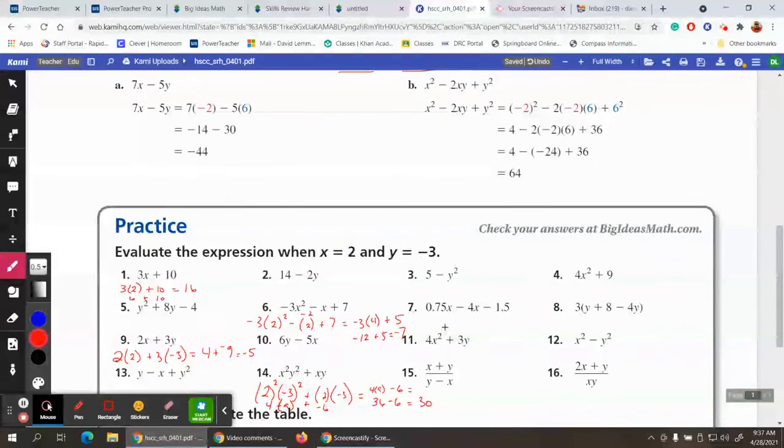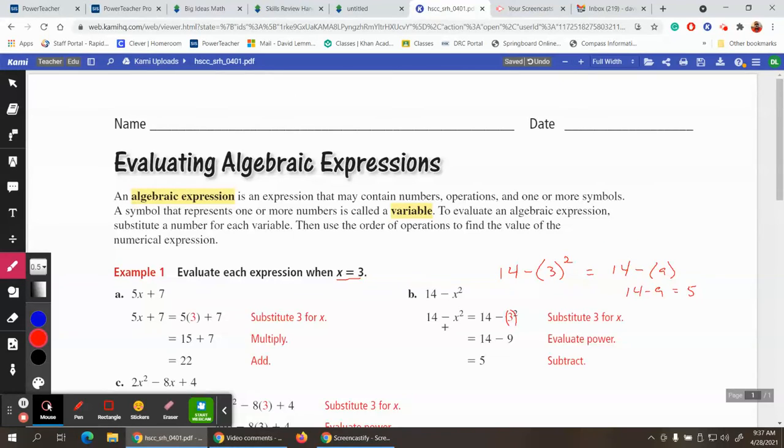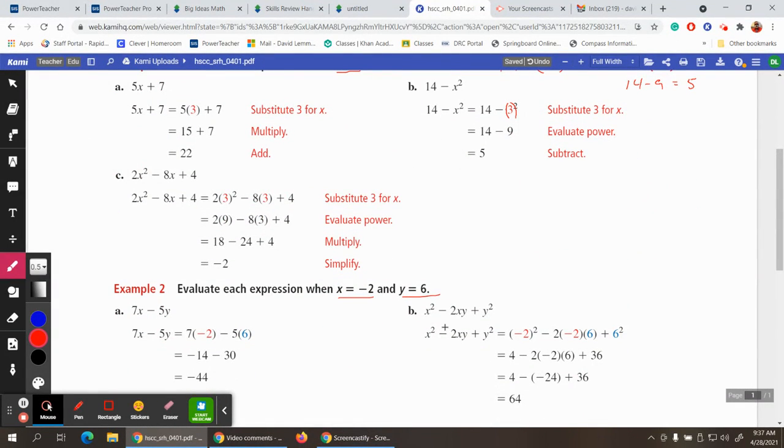All right. And this is evaluating algebraic expressions.